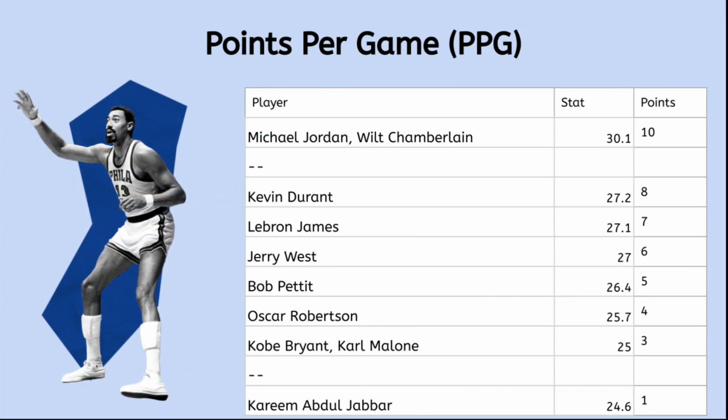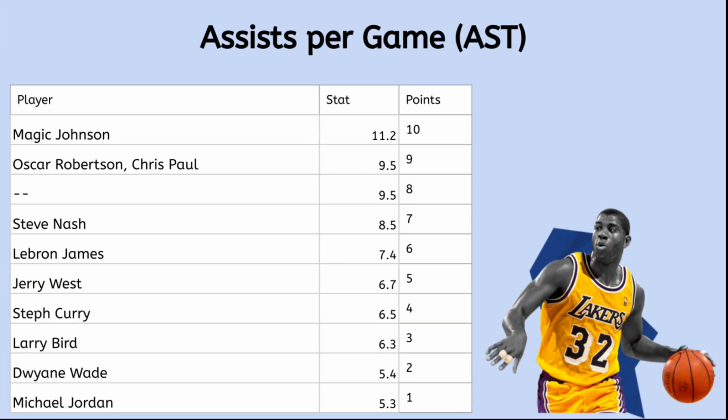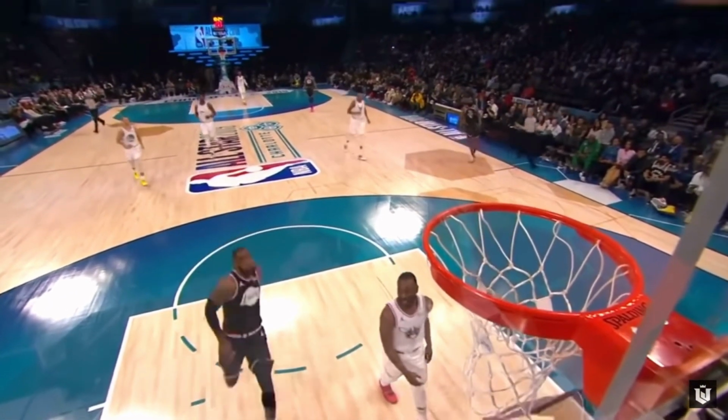Air Jordan and Wilt the Stilt take first place at 31 points per game. In the rebounds department, Bill Russell and Wilt Chamberlain dwarf the competition, finishing easily at 1 and 2. Magic proved to be the best at dropping dimes, finishing with over 11 per game. CP3 and the Big O tied at second.